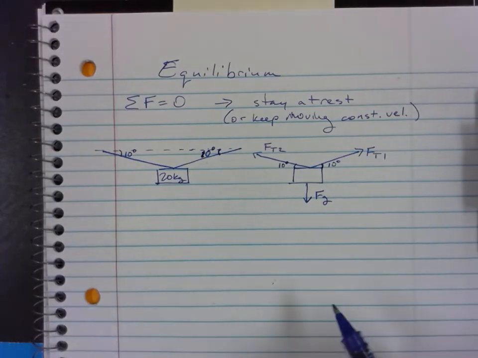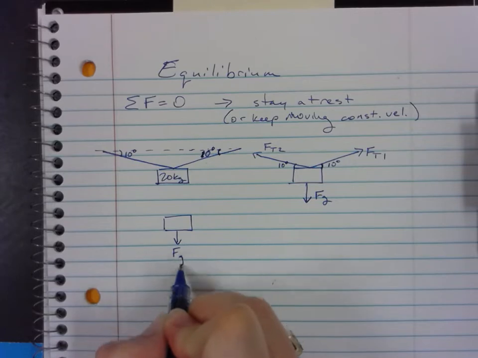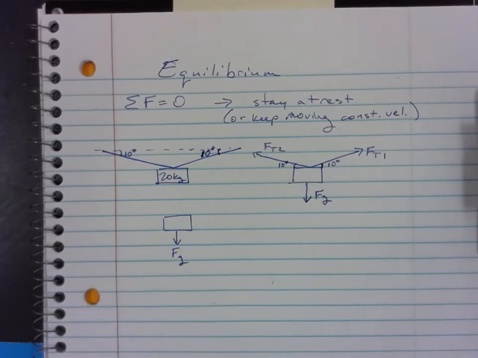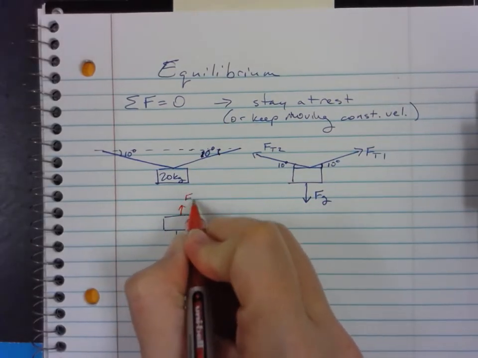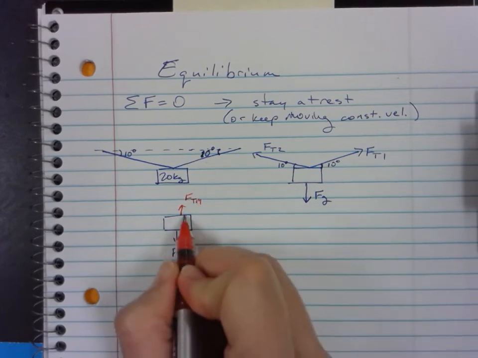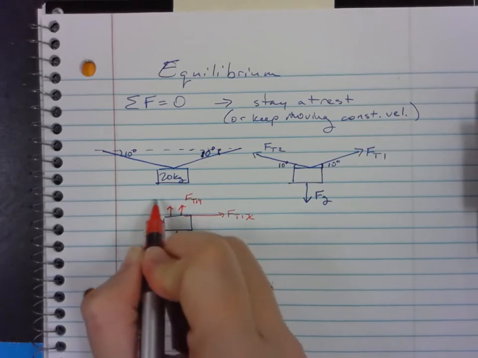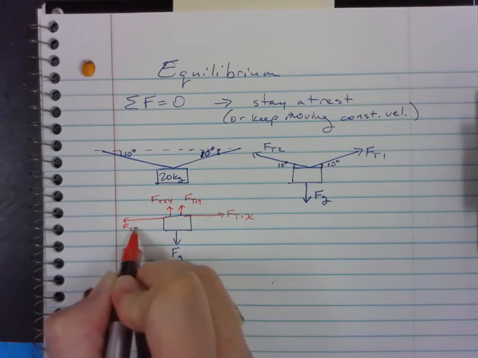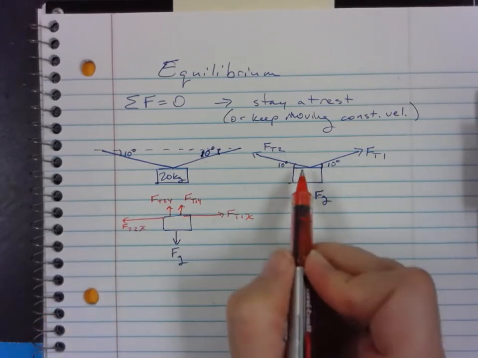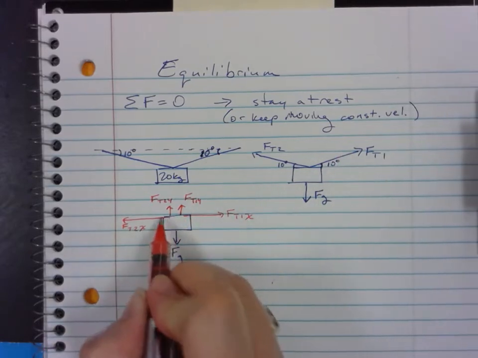And so I'm going to redraw this diagram again. And I'm going to get rid of Ft1 and Ft2 and replace them with their components. So I have Ft1y and Ft1x and Ft2y and Ft2x. Because 2 pulls to the left and up, 1 pulls to the right and up. So I've just transferred that.